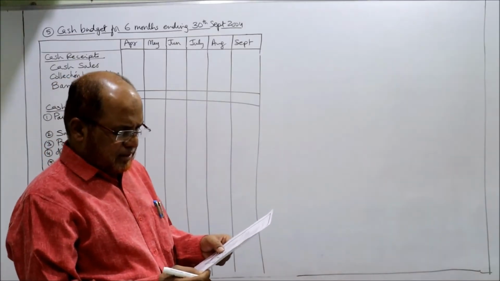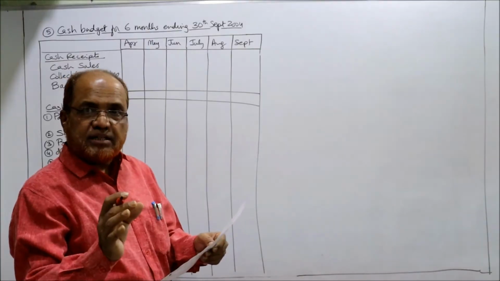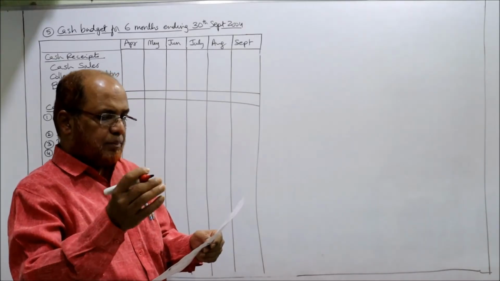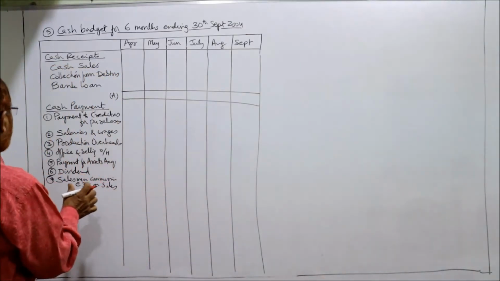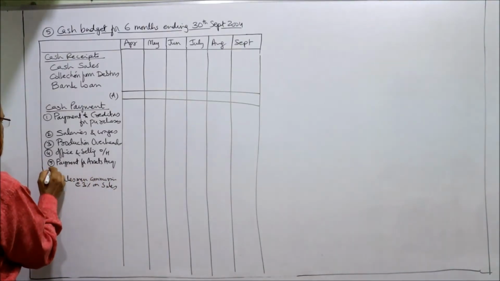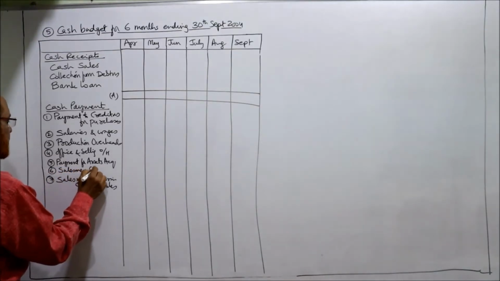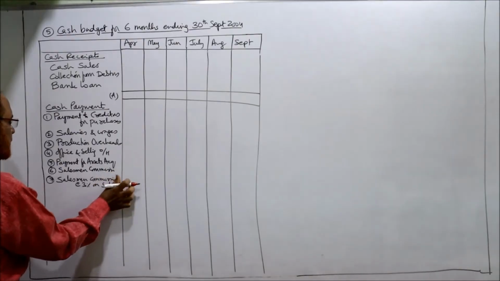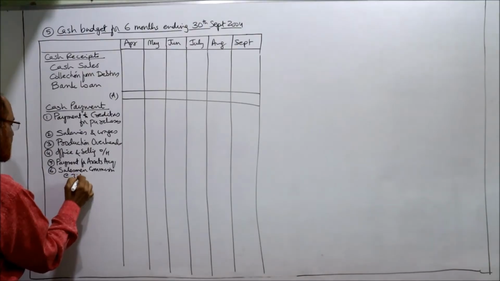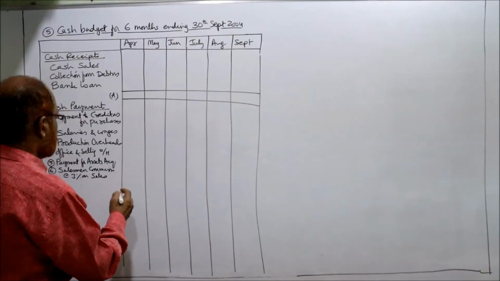But a dividend of 17,500 is to be paid in October. Our budget ends on September only. In the problem it is given a dividend of 17,500 is to be paid in October. This dividend will not come. Six items are there, including salesman commission.